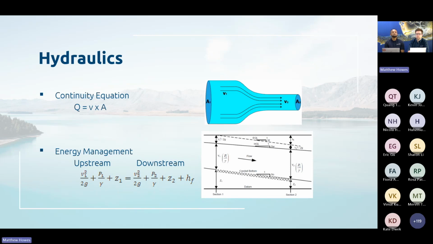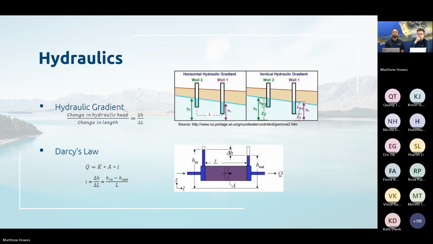And the next concept is energy management, which basically describes that the energy upstream of, say, a hydraulic structure or a stormwater treatment device is the same as downstream with some additional head losses. And when we go into the next slide, we'll talk about the hydraulic gradient and Darcy's law. So the definition of hydraulic gradient is basically a change of a hydraulic head over a given distance or length.